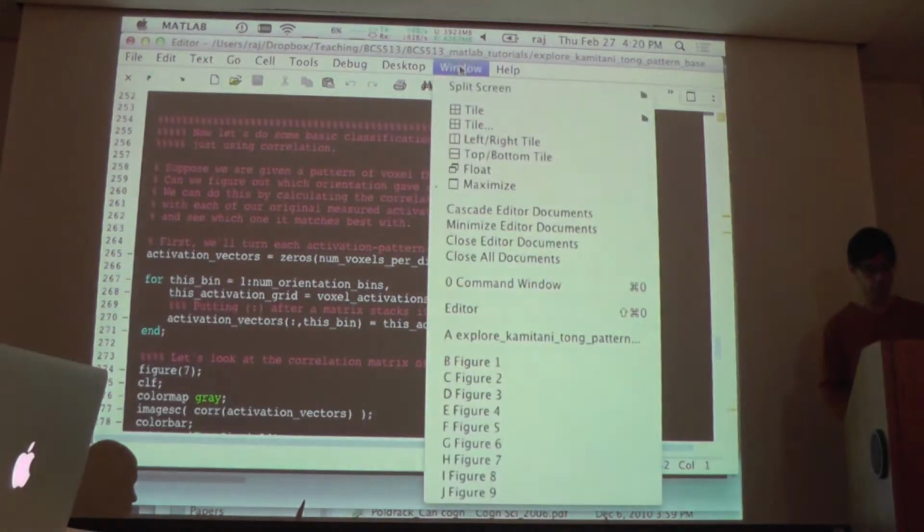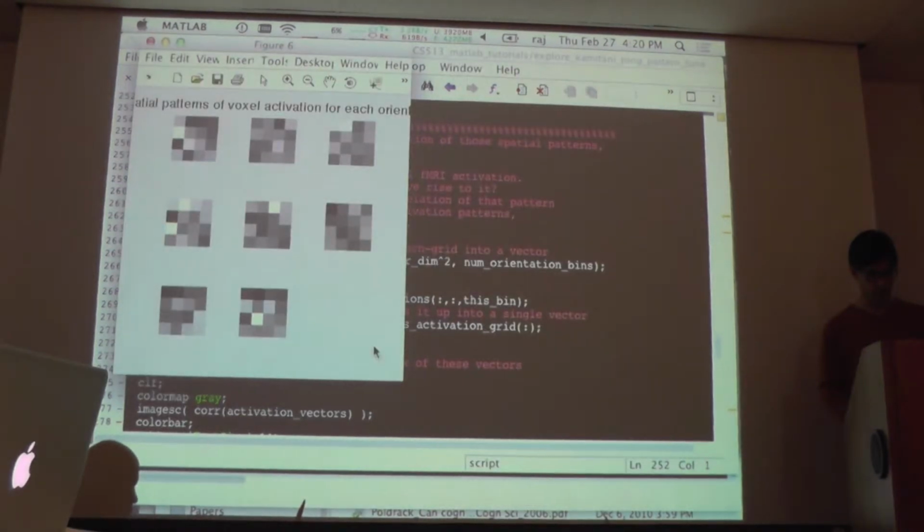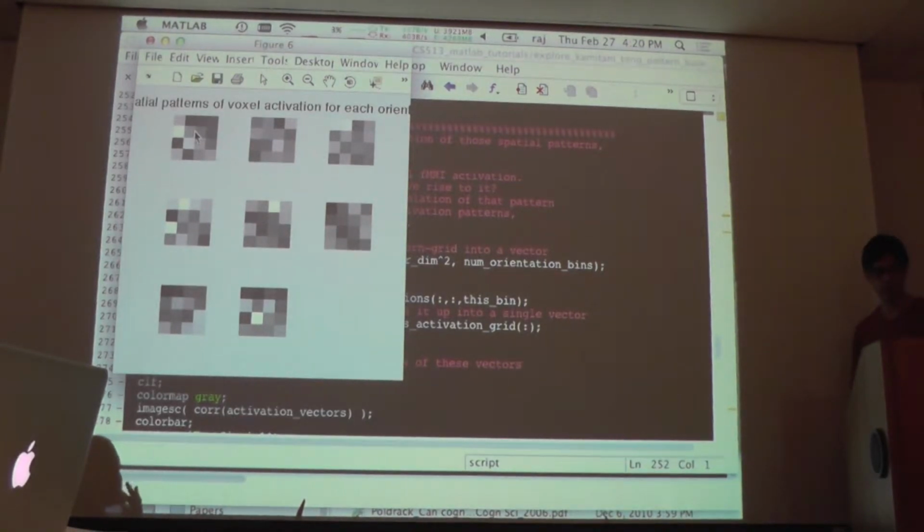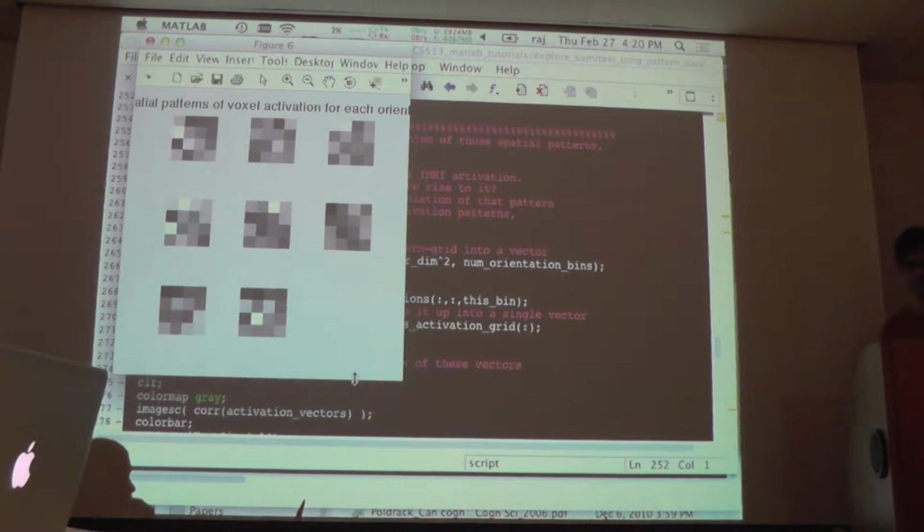So these are, you can think of this as our training data, okay? We know that somebody saw orientation 1 and we got this activation pattern. We know that when they saw orientation 2, we got this activation pattern. And now I give you some new activation pattern, and I say, which orientation do you think they saw? And then you can literally just say, okay, I'm going to take my target activation pattern, my test activation pattern in this case, and see how well it correlates with this one, how well it correlates with this one, and whichever one it correlates the highest with, that's the answer I'm going to pick.